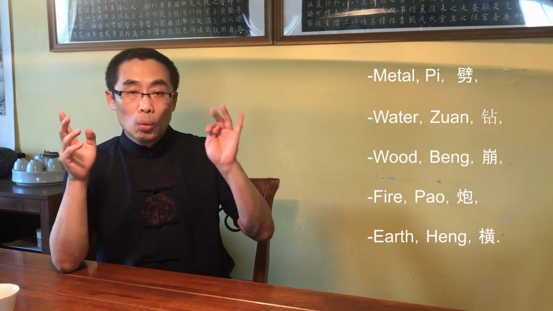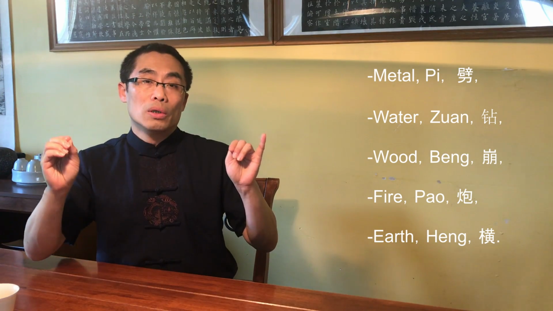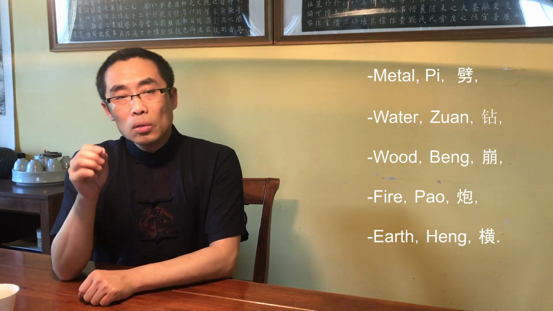Now, let's talk about how the five-element theory is applied to Xing Yi. Second topic, five-element fist in Xing Yi. In China, we typically just call it five elements, instead of five-element fist as we see very often in English translation, or 五行 in Mandarin. In Xing Yi, those five elements are metal, which is P, water, 钻, wood, 崩, fire, 炮, earth, 横. Normally, we follow the generative circle in listing those practices.